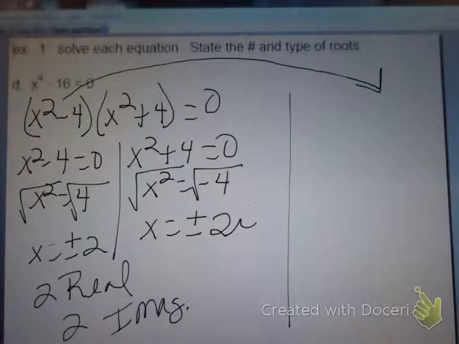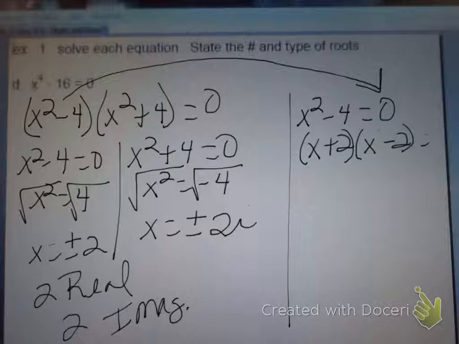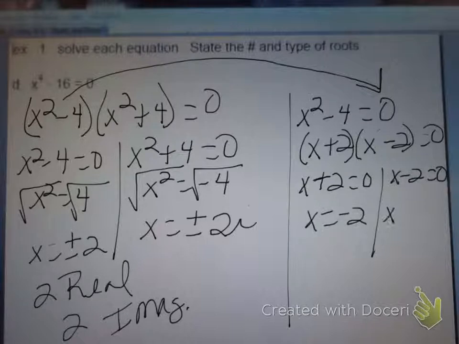Now, another way you could have done this, look at the x squared minus 4. That is a difference of two perfect squares. You could have factored this down to x plus 2 times x minus 2, put each one equal to 0, and you get x is equal to -2 and x is equal to +2. You get the same answer, so you could do it either way.